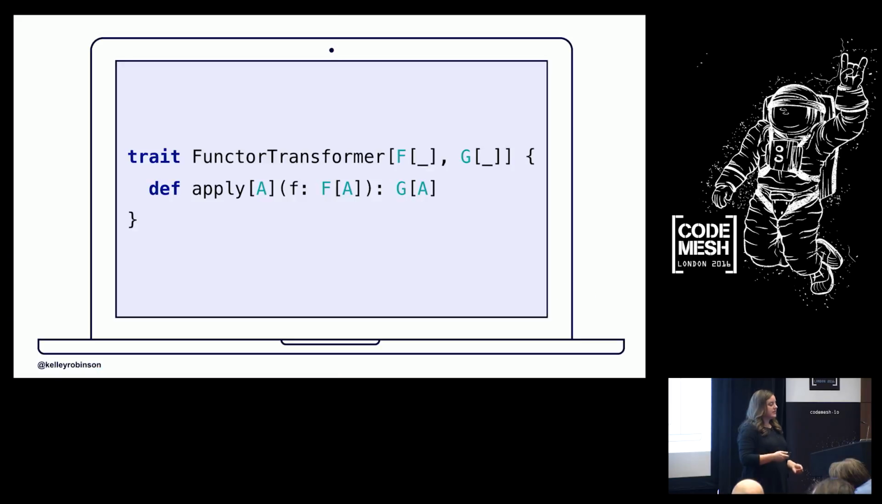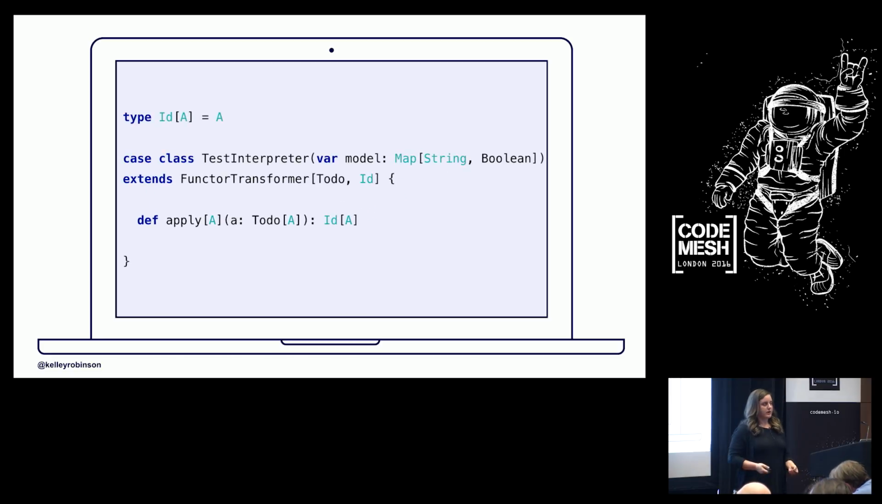So let's revisit the functor transformers and talk about some of the interpreters that we can define for our to-do list. So we'll start with a test interpreter. This is a pretty common use case for free monads. So you'll create some trivial context, some id context, and have a method that will take your input and turn it into the new context.